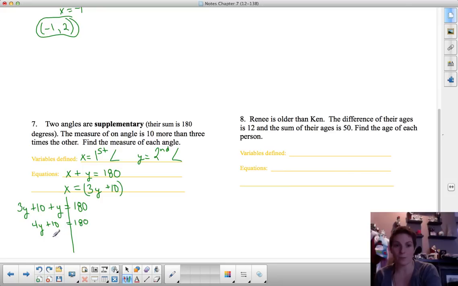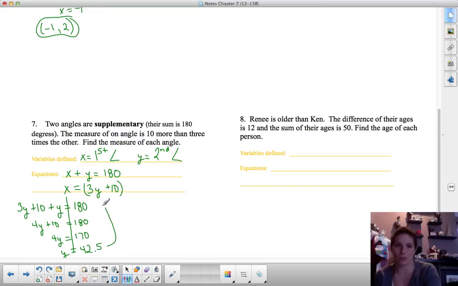I subtract 10 from both sides. 4y is equal to 170. And I divide both sides by 4. And I get y is equal to, let's see, 42.5.